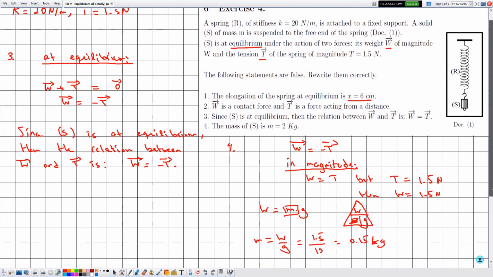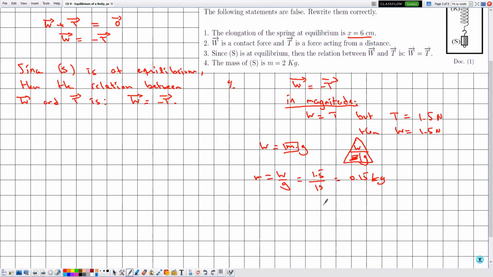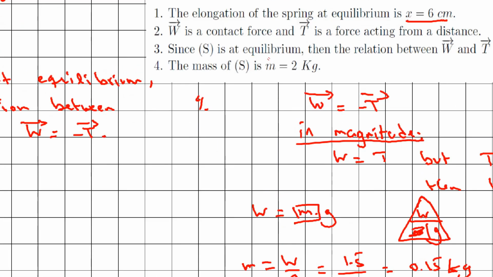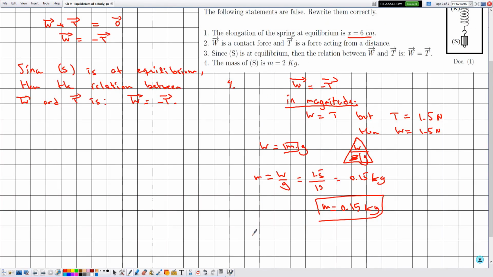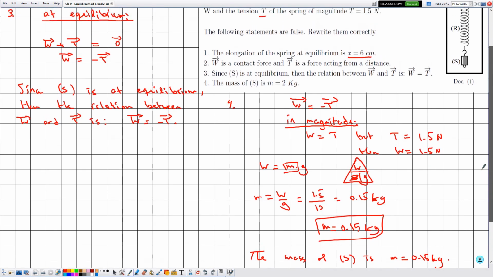So the value of the mass is 0.15 kilograms. And by this, we need to rewrite this statement correctly. So the mass of S is M equal to 0.15 kilograms. Okay. Then this is it for this exercise.